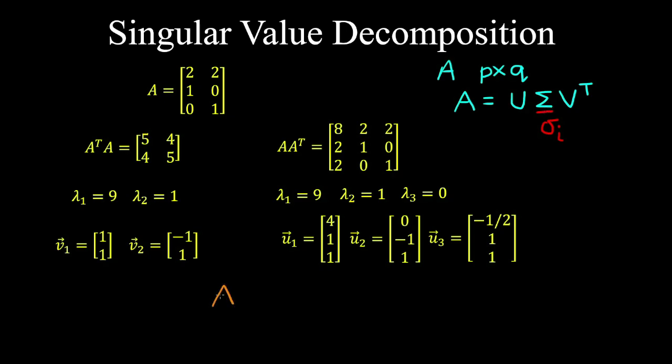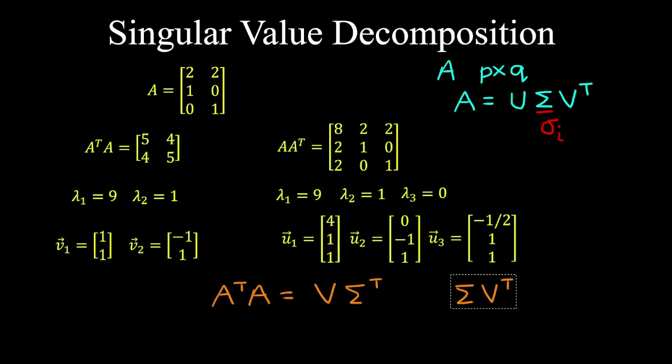And recall when we took the transpose of A and multiplied it by A, we obtained V by sigma transpose by U transpose. And multiplied by A, we have U by sigma by V transpose. And given that U is orthogonal, U transpose U is the identity matrix.